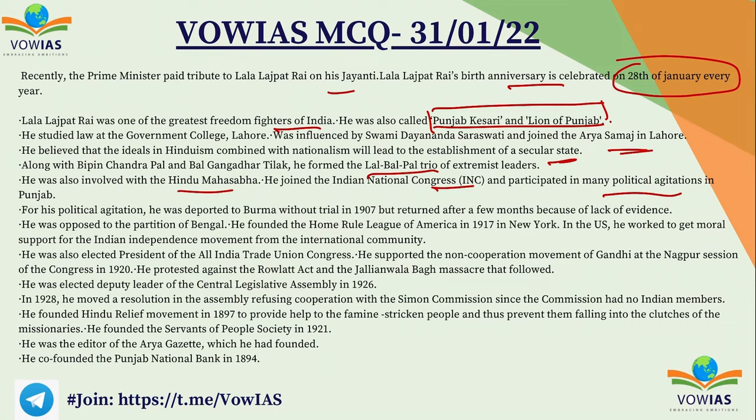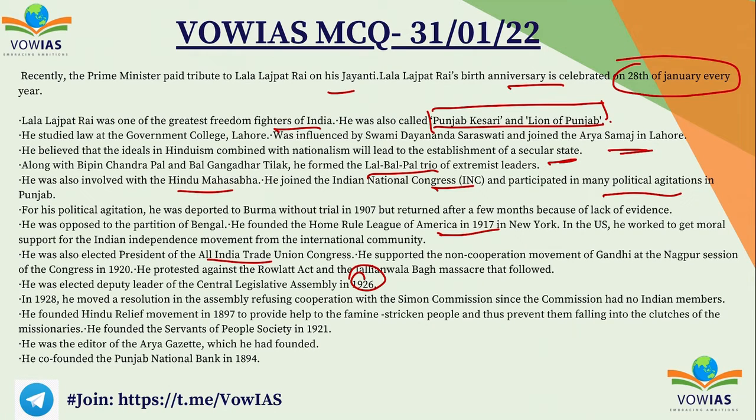He founded the Home Rule League of America in 1917 in New York. In the US, he worked to get moral support for the Indian independence movement from the international community. He was elected as the president of the AITUC, All India Trade Union Congress, and supported the non-cooperation movement of Gandhiji at the Nagpur session of Congress in 1920. He protested against the Rowlatt Act and the Jallianwala Bagh massacre, and he was elected as the deputy leader of the Central Legislative Assembly in 1926.